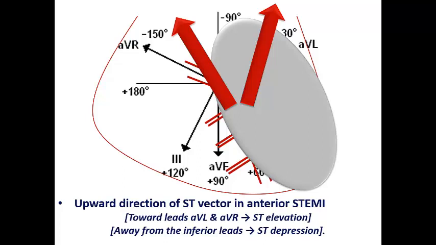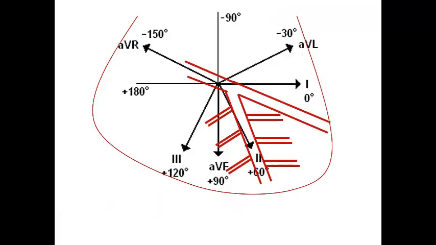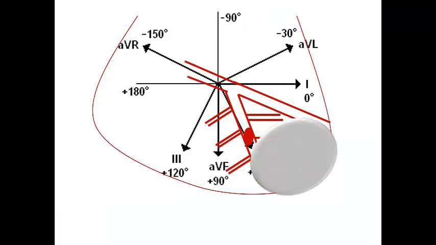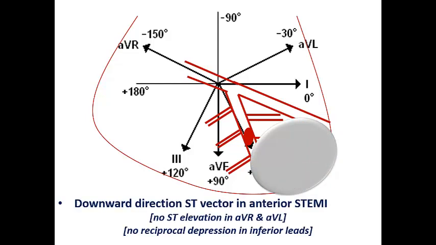So presence of these ECG signs in anterior STEMI denotes extensive infarction and very proximal occlusion in the LAD, indicating worse prognosis. Whereas in this case, when the distal LAD occlusion occurs, the amount of LV exposed to infarction is limited and smaller in size, and so the direction of the vector here is downwards, away from AVR and AVL. So they can show here an isoelectric ST segment or sometimes ST depression, but there is no reciprocal depression in inferior leads as in the first example.